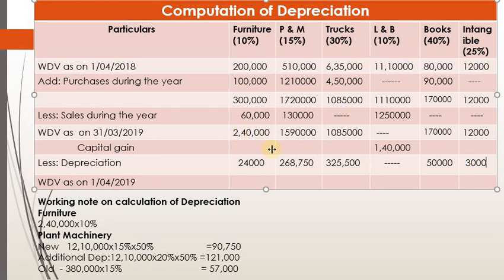Now let's deduct depreciation from written down value. You will get the written down value to be carried forward to next year. So let's do that. The written down value as on 1/4/2019, that is for next year, is 2,16,000 with respect to furniture. Then with respect to plant and machinery, 13,21,250. Trucks 7,59,500. Then land and building nil. Then books 1,20,000. Then patents it is 9,000.